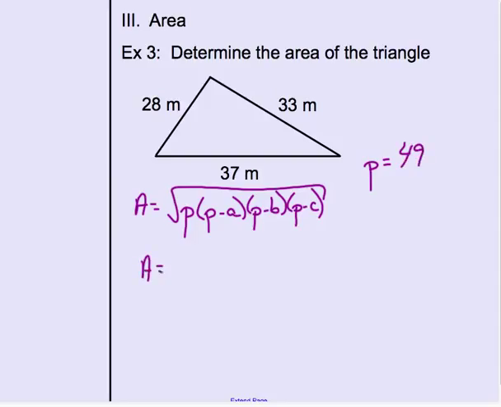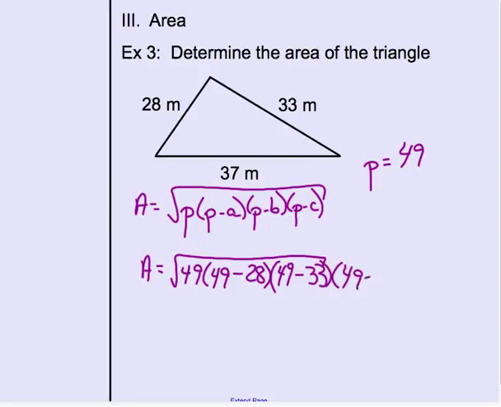So substituting everything into our formula, we have 49 times the quantity, sorry, that should be 49 minus the first side, 49 minus the next side, and 49 minus the third side, all under the radical. When you type this in your calculator, you could go ahead and do 49 minus 28 and simplify each of those. Or you can leave them in parentheses and just put one more parenthesis at the beginning and at the end, and you should get an area of 444.486 square meters.